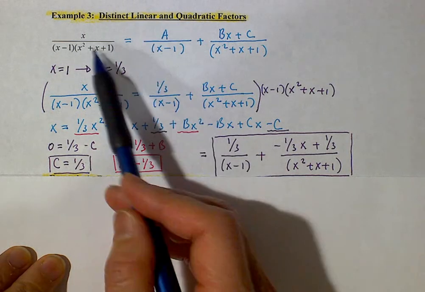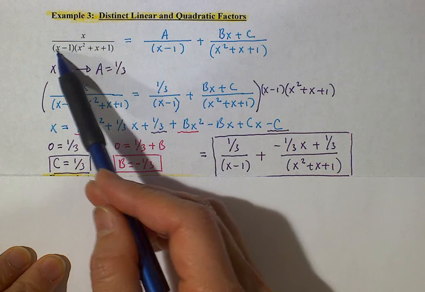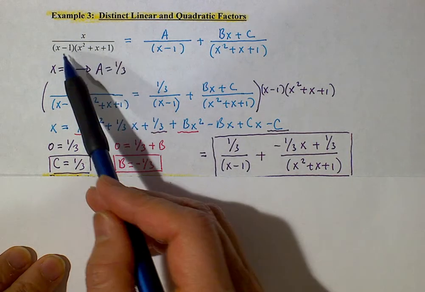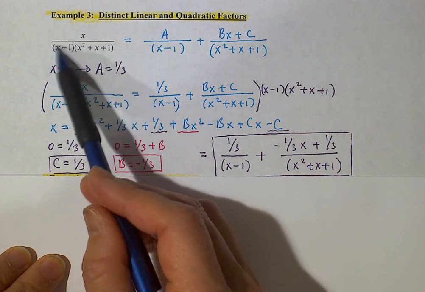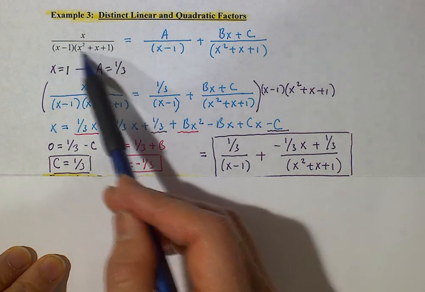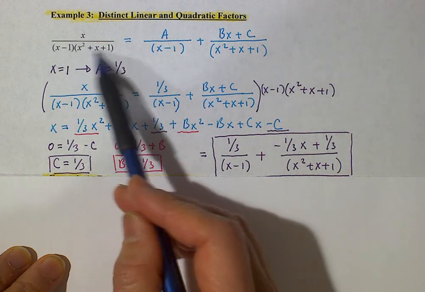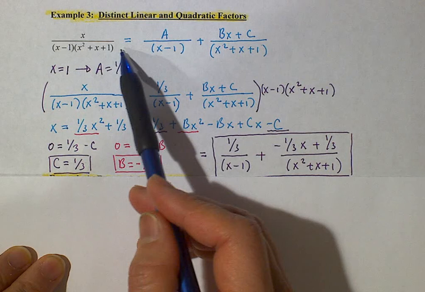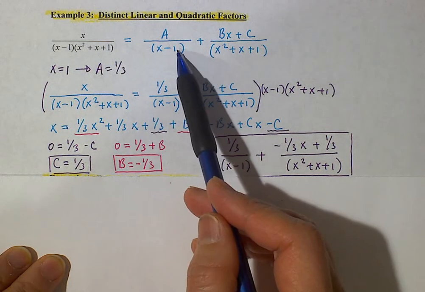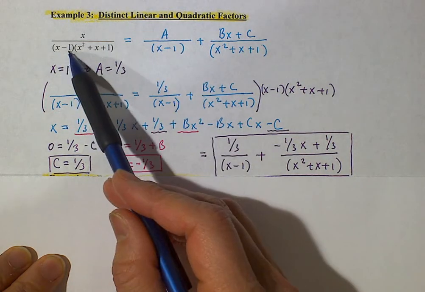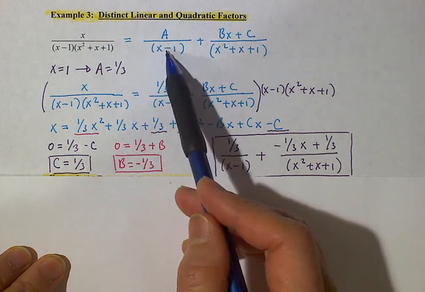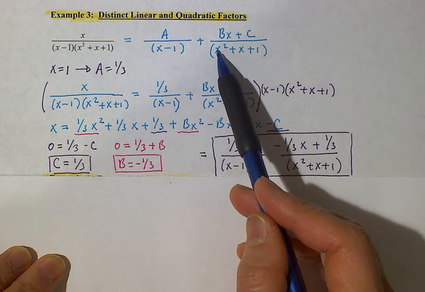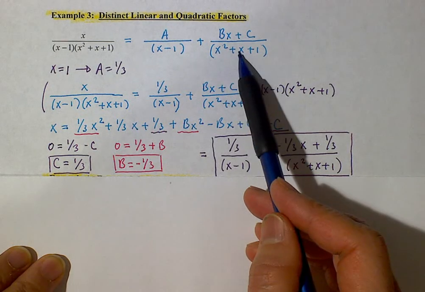So you have x over x minus 1 times a quantity x squared plus x plus 1. So this one is your linear factor, and this right here is your quadratic factor. And this one is not factorable anymore, so it just stays as the quadratic. Okay, so I'm going to write this as two separate fractions. So you have x minus 1 as one of the denominators, and then the other denominator is going to be x squared plus x plus 1.